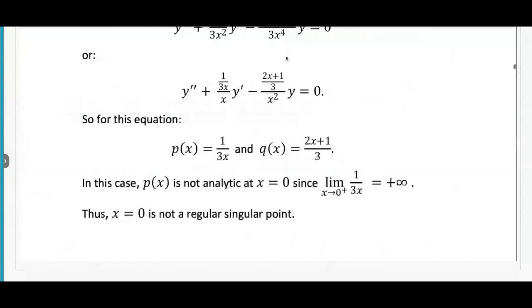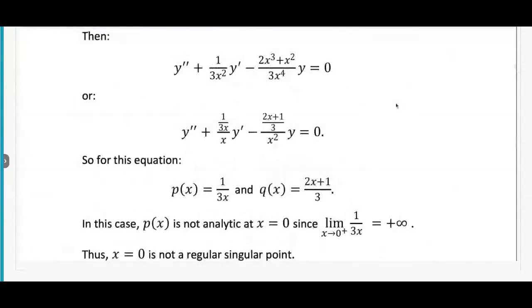Quick question. Yes. If it's not a regular singular point, does it mean that it's not a singular point? No, it means that it's an irregular singular point, right? Right. Yes. Okay, got it. So we separate it into two kinds, regular and irregular.